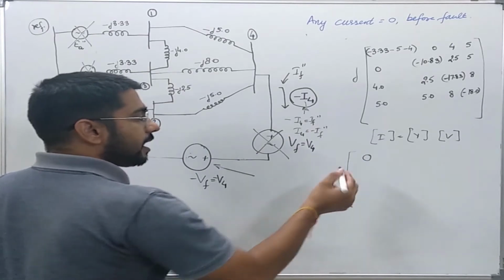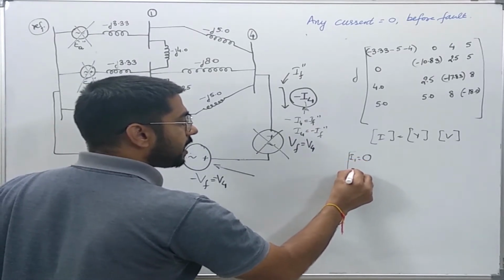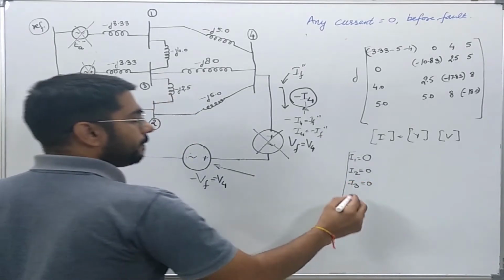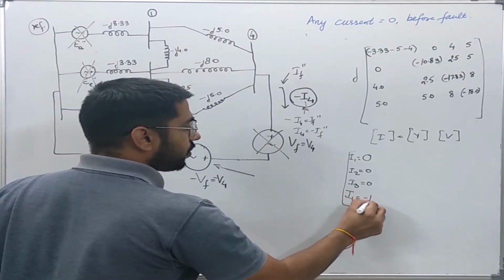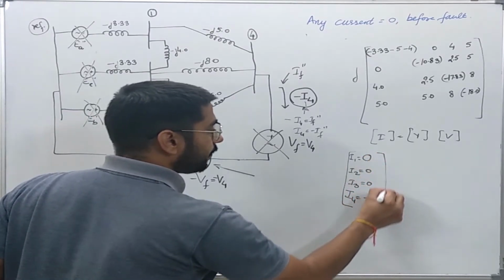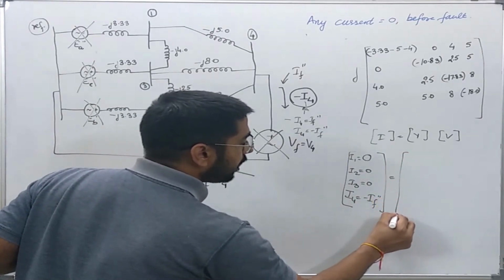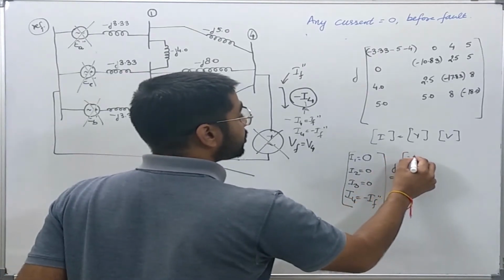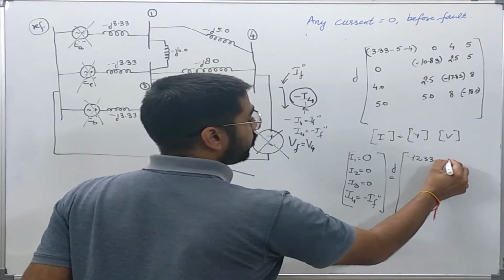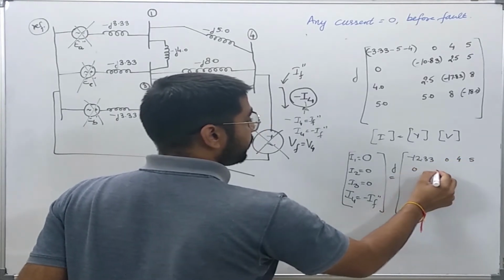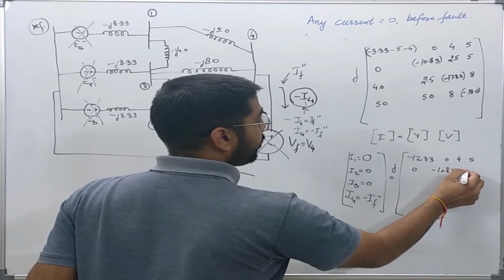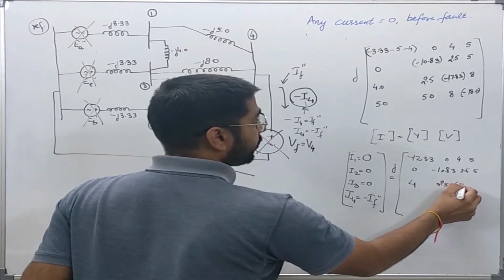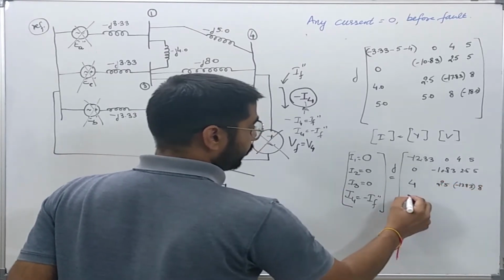So I1 is equal to 0. Similarly I2 is equal to 0, I3 is equal to 0. But I4 is equal to minus IF double dash. And this is equal to the bus admittance matrix. j is common outside. Minus 12.33, 0, 4, 5; 0, minus 10.83, 2.5, 5; 4.0, 2.5, minus 17.83, 8; 5, 5, 8, minus 18.0.